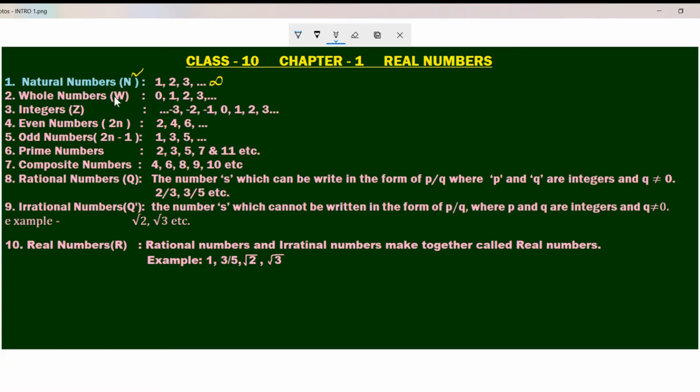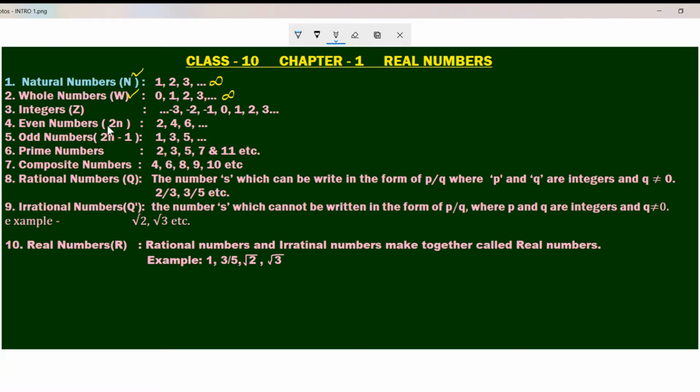Next is whole numbers. We can define whole numbers as 0 along with all the natural numbers. We can call it as whole numbers. That is also endless. That is denoted by the letter W. So the number which starts from 0, we can call it as whole numbers. Next is integers. That is denoted by the letter Z. Integers means positive number and the negative number. Both included, we will call it as integers.